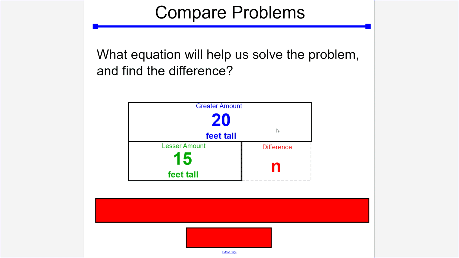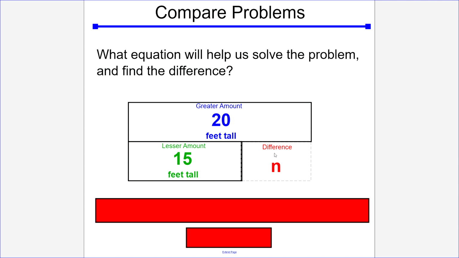Here's that same tape diagram we were just looking at, with the 20-foot tall tree as our greater amount, the 15-foot tall tree as our shorter amount, and n, the difference between the two heights, as our difference. What equation will help us solve this problem and find the difference? Should we add or subtract? Yes, we will subtract to solve this problem.